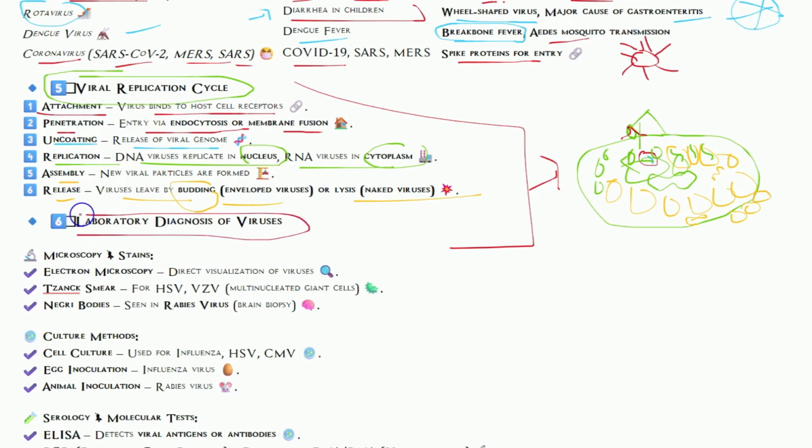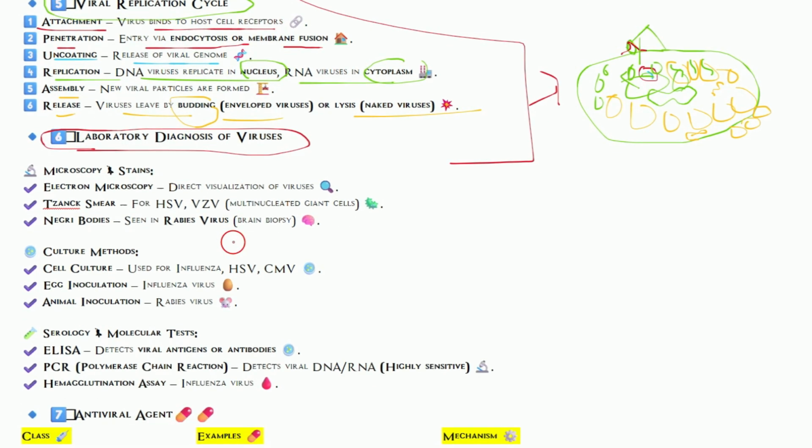Now, laboratory diagnosis of viruses. How do we diagnose viruses in the laboratory? First of all, microscopy and stains. If we want to analyze viruses, electron microscopy is very, very important, because the size is in nanometers. So for that we use electron microscopy, which gives direct visualization of viruses. Tzanck smear is very, very important. For example, in herpes simplex virus and varicella zoster virus, multinucleated giant cells are seen, big cells with many nuclei.